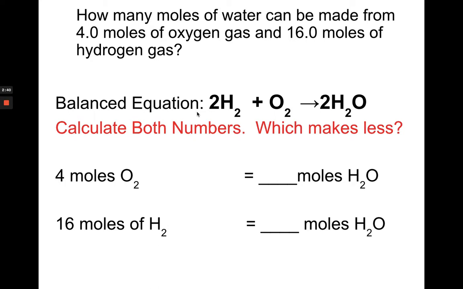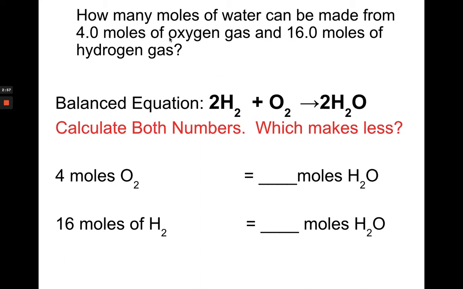So, here's the balanced equation. You always need a balanced equation. This is for the synthesis of water. 2 moles of hydrogen plus 1 mole of oxygen gives you 2 moles of water. Okay? Now, because we have 2 givens, we have to do 2 stoichiometry problems and decide which one will give us fewer moles of water.